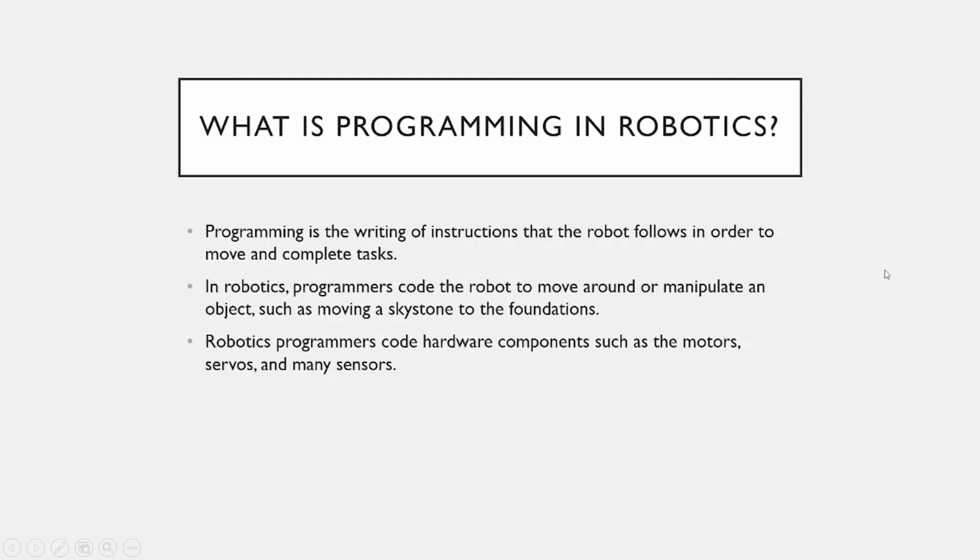Programming is when you write instructions for the robot to follow. More specifically, we use it to get the robot to move around and manipulate objects, such as moving a Skystone to the foundation. Programmers code the hardware of the robot. For example, if this button on the controller is pressed, set the servo position to open, or if this button is pressed, close it.